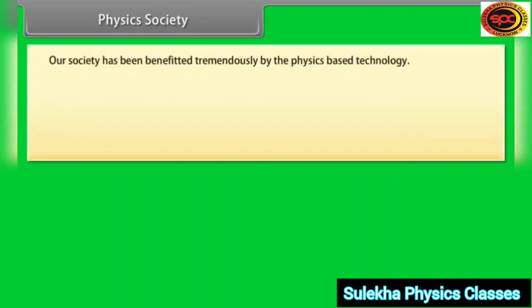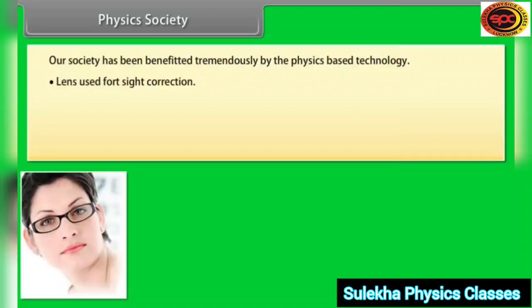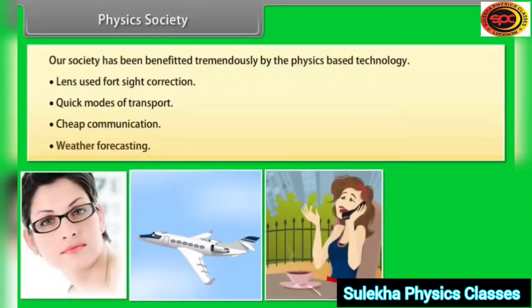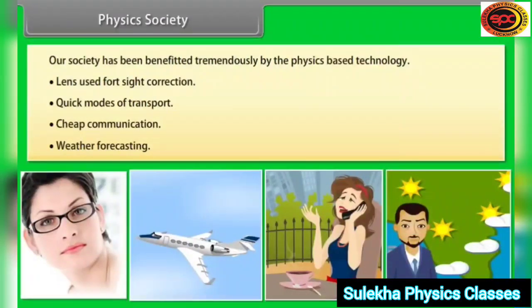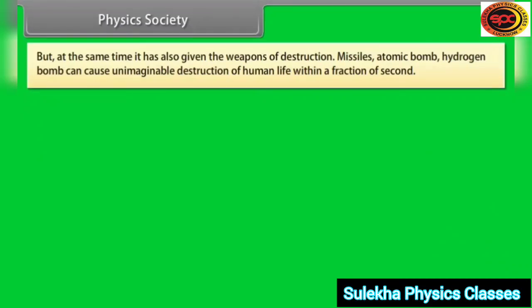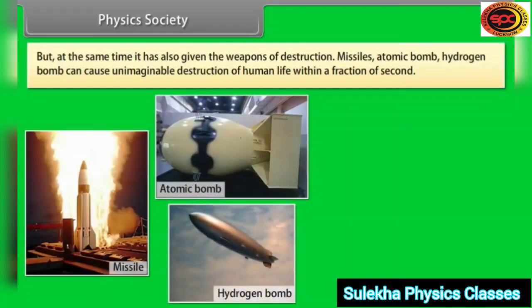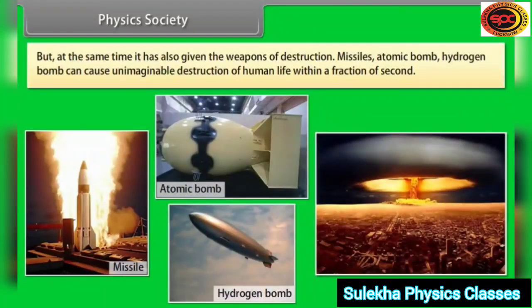Physics and society. Our society has benefited tremendously from physics-based technology. Lenses used for sight correction, quick modes of transport, cheap communication, and weather forecasting are some new dimensions of progress due to physics. But at the same time, it has also given the weapons of destruction. Missiles, atomic bombs, and hydrogen bombs can cause unimaginable destruction of human life within a fraction of a second.